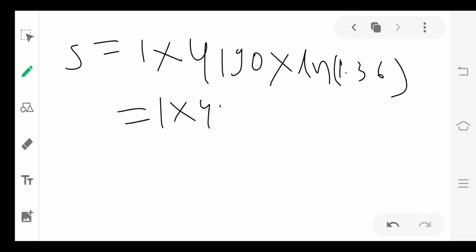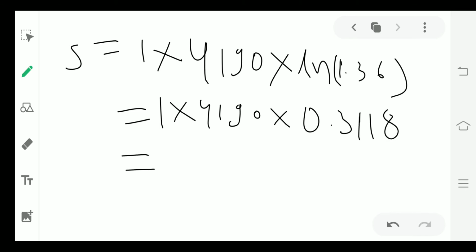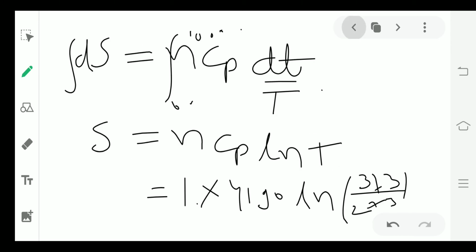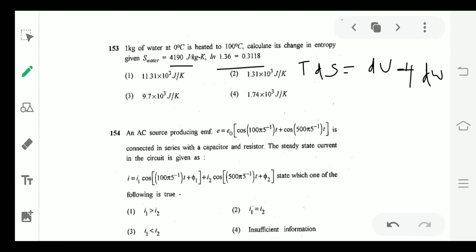On multiplying 4190 into the ln value, it is 1318, I think. Now on multiplying all these terms, we will get the answer 1.31 into 10 raised to power 3 joule per Kelvin. So this is our answer, 1.31 into 10 raised to power 3 joule per Kelvin.